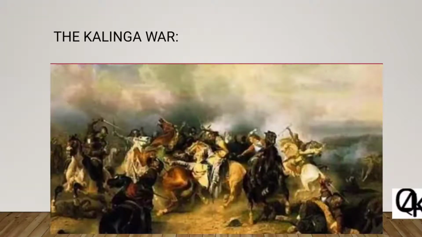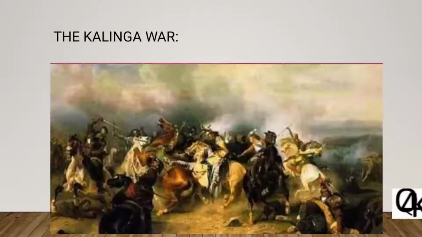Now let us discuss the Kalinga War, which was held in 261 BCE. During the reign of Ashoka, Kalinga was a powerful kingdom and Ashoka wanted to extend his imperialism over Kalinga. So he merged Kalinga, and there was a fierce battle between them, and the 13th Rock Edict gives us details about the conquest of Kalinga and its result.